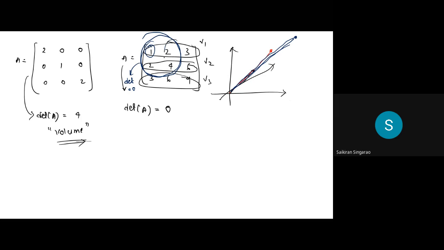See, if you take this one, what is this? 6 into 2 is 12, minus 12, 0. Take this: 36 minus 36. Take this: 12 minus 12. Take this: 2, 3, 9, 2: 9 times 2 is 18, 6 times 3 is 18. Take this: 1, 3, 3, 9: 9 times 1 is 9, 3 times 3 is 9.